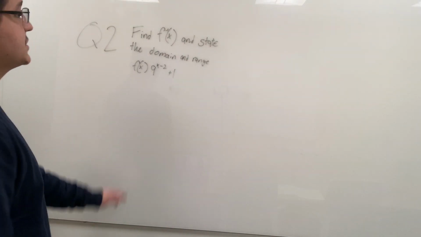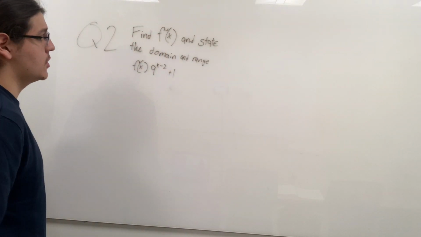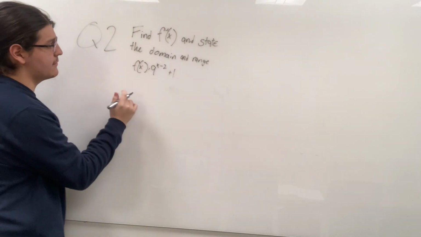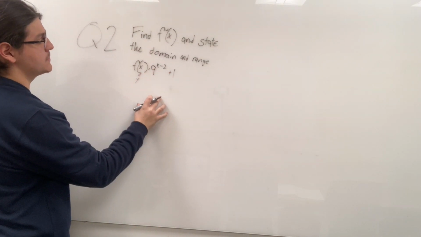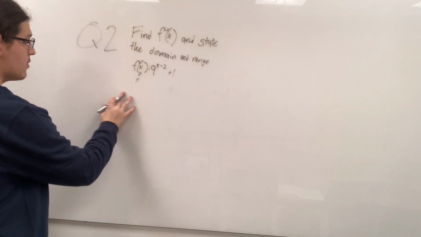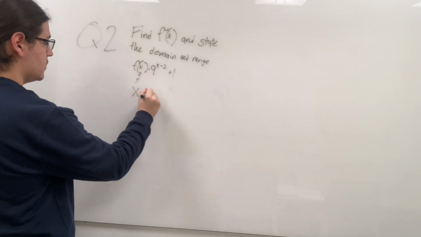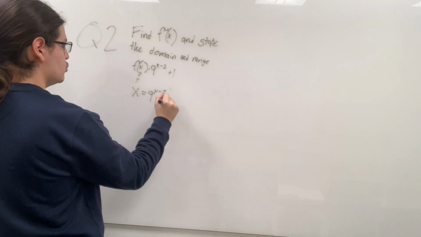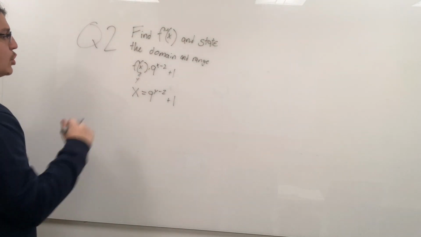All right, our next question. Q2, find f inverse of x and state the domain and range. All right, so the way my teacher taught me this was we change f of x to just be y, and then we switch our variables, making x equal to 9 to the power of y minus 2 plus 1. So let's do that. Let's rewrite our equation and then work from there. So this is just going to be x equal to 9 to the power of y minus 2 plus 1. And from here, we can solve.